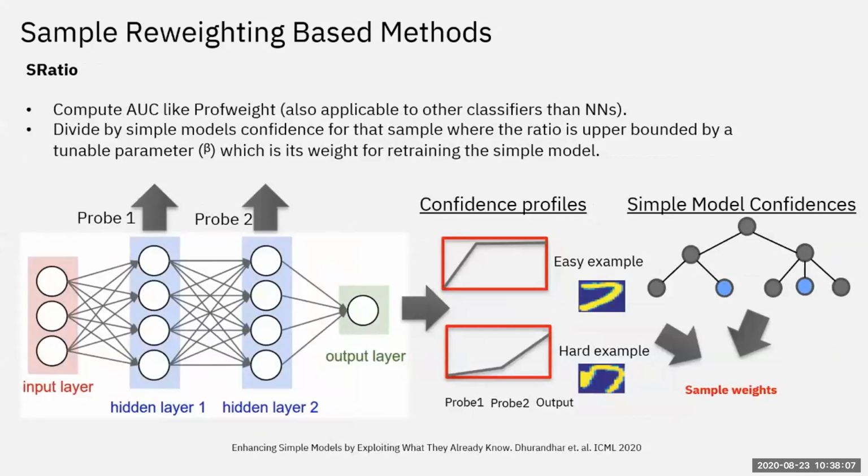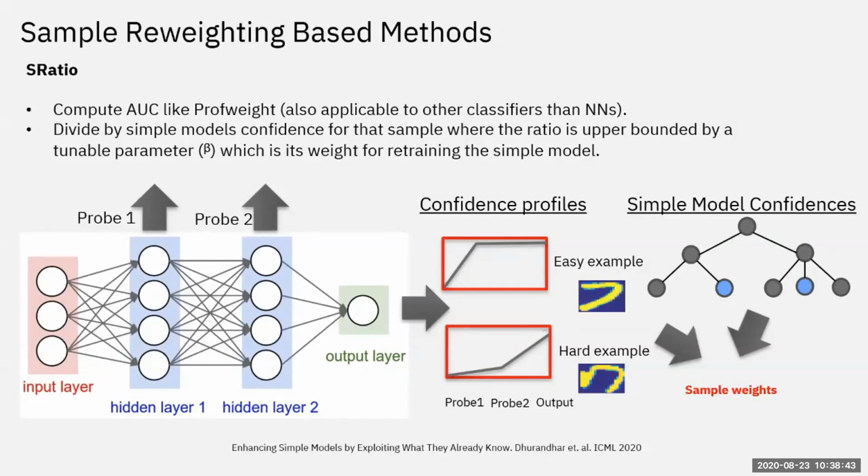This is another sample reweighting method, which is much more recent. And one of the ideas here is that rather than just taking the average, as I just mentioned for the probe weights, you also take the simple model's a priori confidence estimate for that input, and you use that to divide the average. And that's your new weight rather than just the average. And here too, there are more details: since now you're dividing by a probability, you have to clip the weights and so on and so forth so that it doesn't go to infinity and other things.